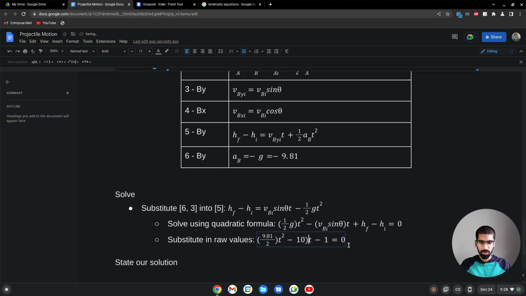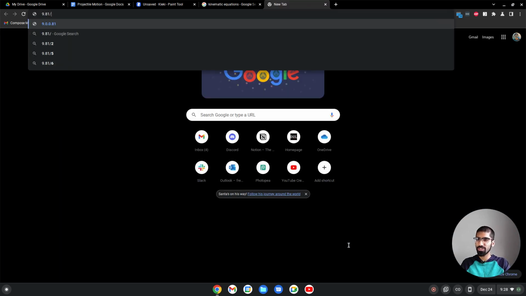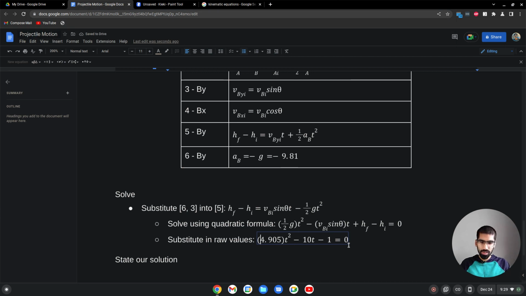That's looking more like a quadratic equation, right? 9.81 over 2. What is this going to be? It's going to be 4.5 plus 0.405. So that's 4.905, I think. Fact check. 9.81 over 2. Yeah. Alright.